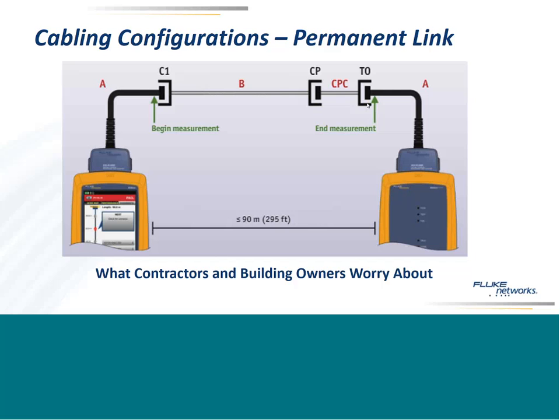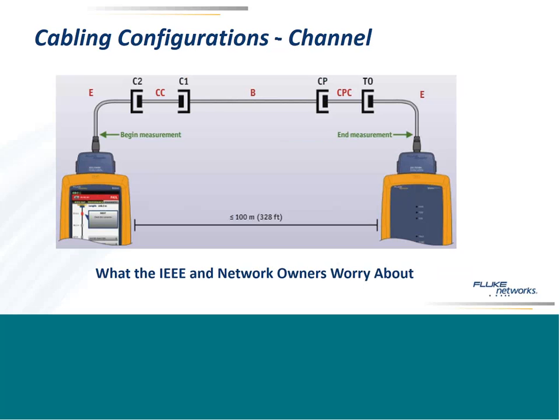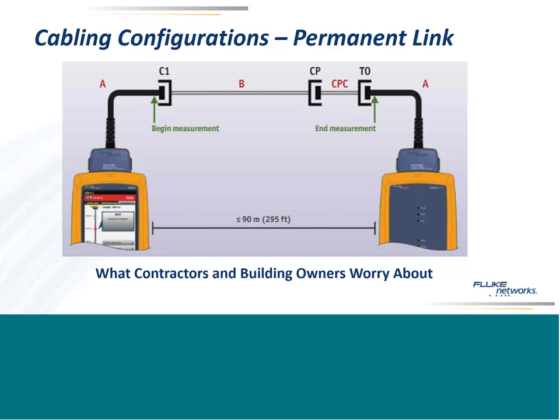Now, if you were very attentive, you might have noticed the distances for permanent links are different than the distances for channels. You can see a permanent link here, 90 meters. I go back to the channel, it's 100 meters. For most TIA limits for testing, say for Cat5e, the channel is limited to 100 meters. The permanent link is limited to 90 meters. What's the difference? You got 10 meters for patch cords.